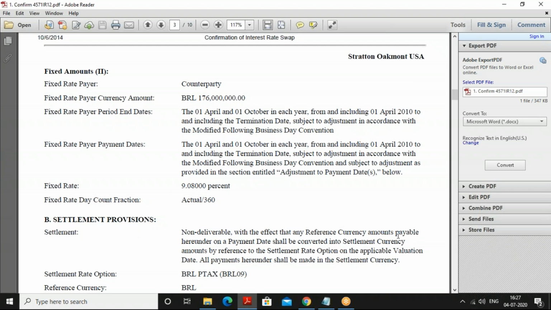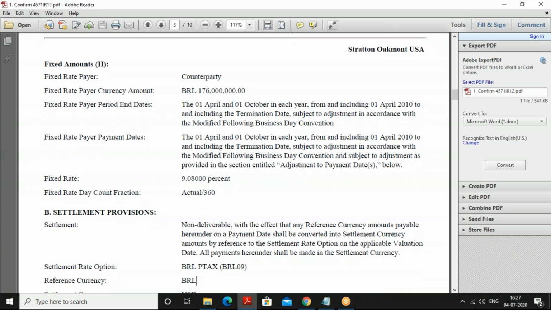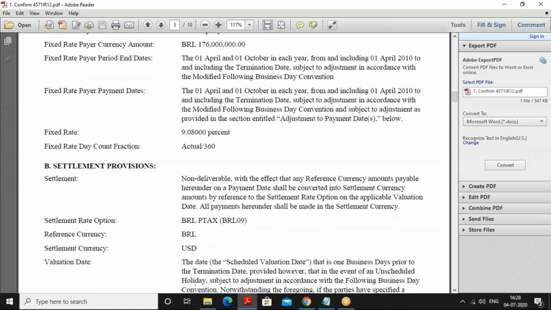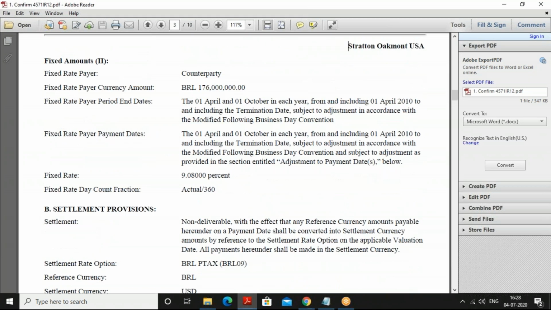That any reference currency amounts payable hereunder on a payment date shall be converted into settlement currency amounts by reference to a settlement rate option on the applicable valuation date. All payments hereunder shall be made in the settlement currency. So reference currency is BRL, settlement currency is USD. So the counterparty, leasing advisors, are going to convert their BRL payment to US dollars. That's what's happening in these settlement provisions.